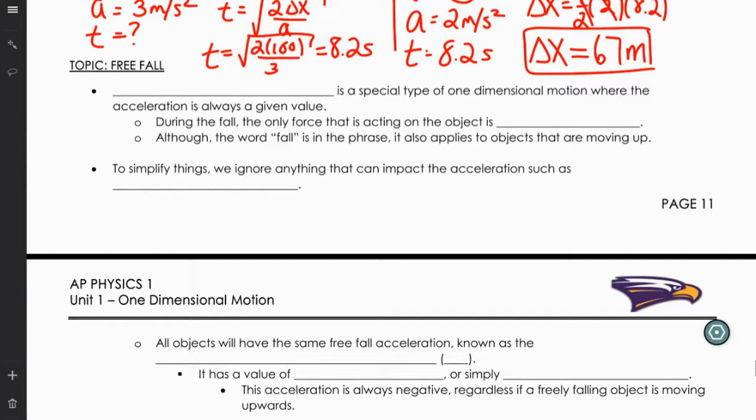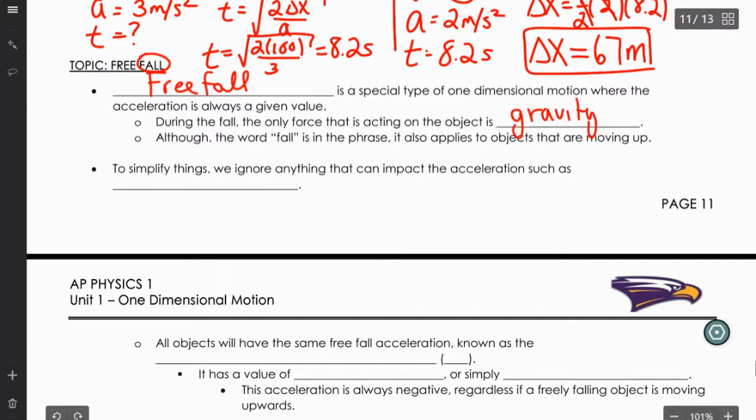Okay, so what we're going to do now is look at free fall. Free fall is a special one-dimensional motion where the acceleration will always be the same. It's always going to be a given value. Don't let the word fall deceive you, and we'll talk about what that really means in a little bit. It can be deceiving, but what you have to understand is that free fall is any object that will fall freely under only the influence of gravity.